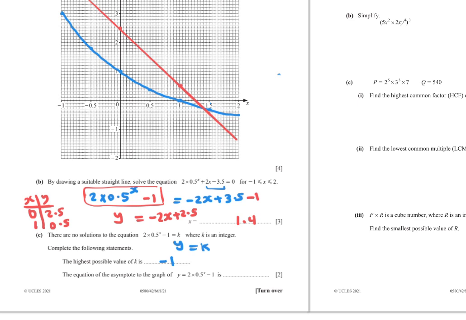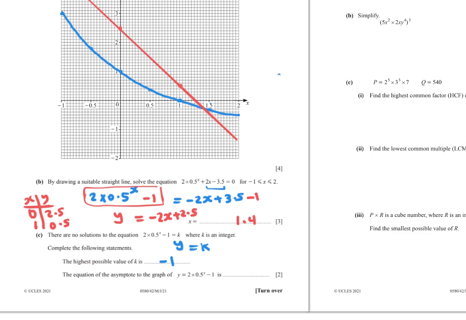The equation of the asymptote to the graph y equals 2 times 0.5 power x minus 1 is... If you look at this function, the curve goes down. If x increases, y decreases. So this decreases. Till what? We need to find the limit when x approaches infinity, when x is a very big number.